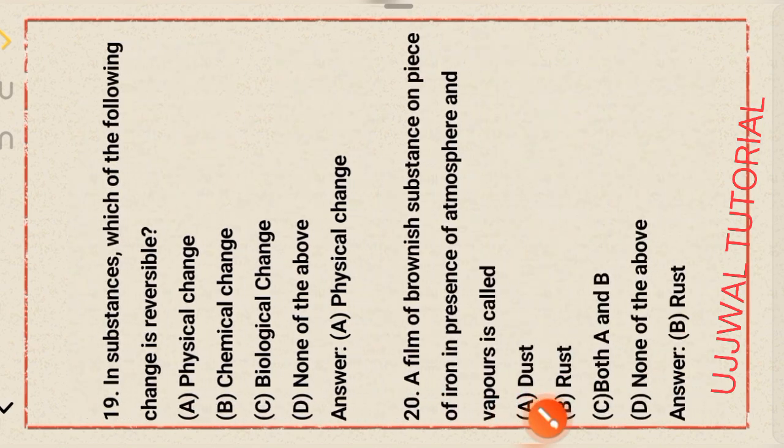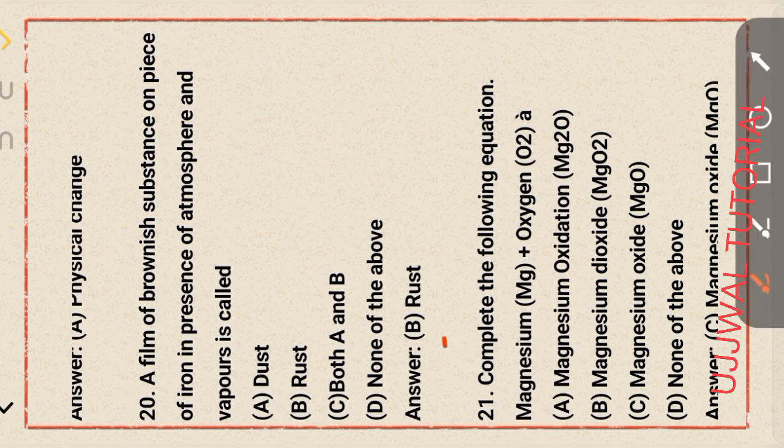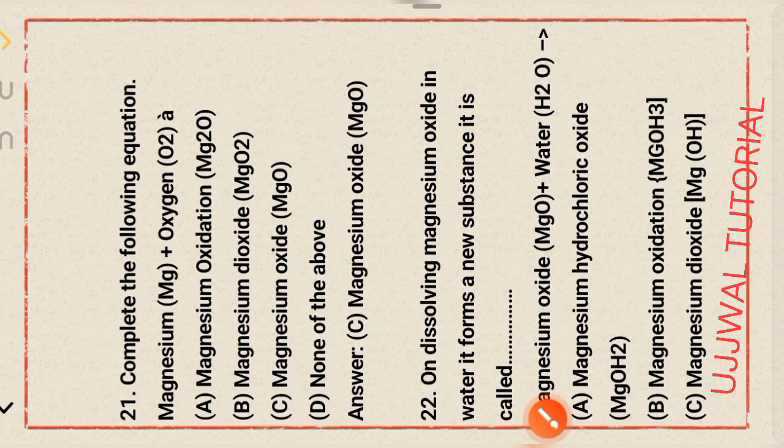Next question, question number 20. A film of brownish substance on surface of iron in presence of atmosphere and vapor is called rust. Okay, option B. Next question, question number 21.